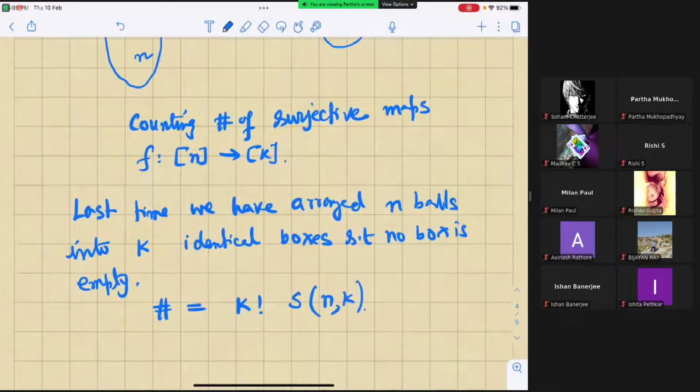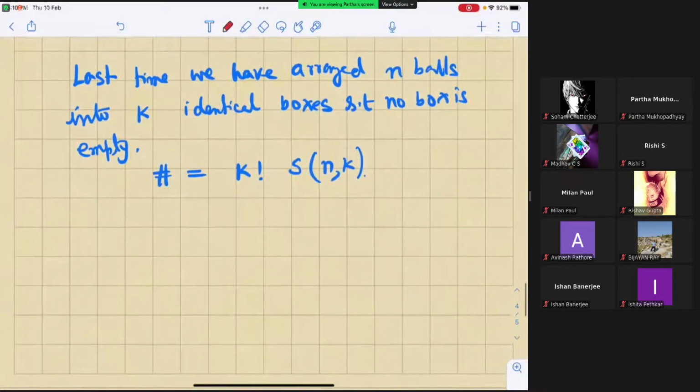Notice that someone already asked in the last class, what is this number S(n,k)? So far we have not written any closed form for this number. Unfortunately, this number does not have a nice closed form, but we'll write something as we go on. So let's build slowly. This is the number that you want to compute.